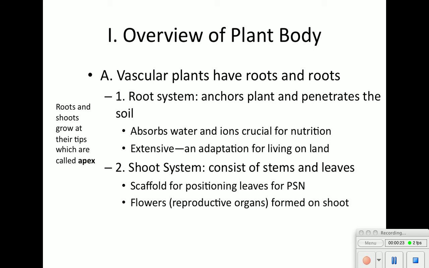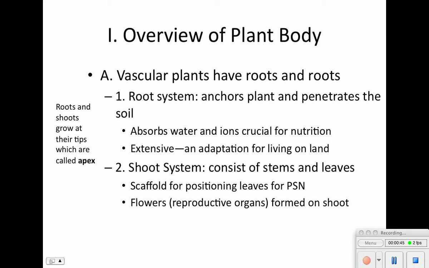Remember, our vascular plants are the ones that have roots and shoots. Sorry, it says roots and roots; it should be roots and shoots. The main purpose of the root system is to anchor the plant, get into that soil, and absorb nutrients, water, and other ions critical for the plant to grow.